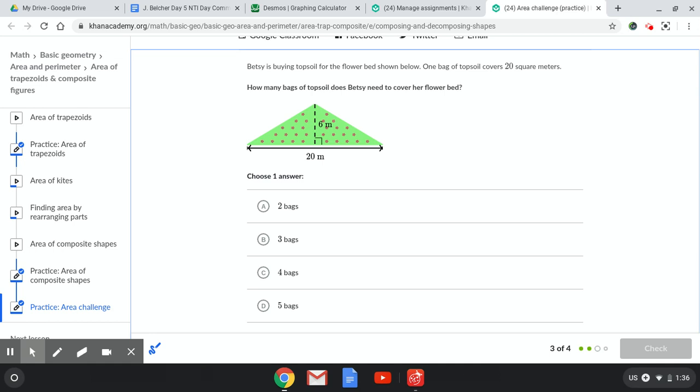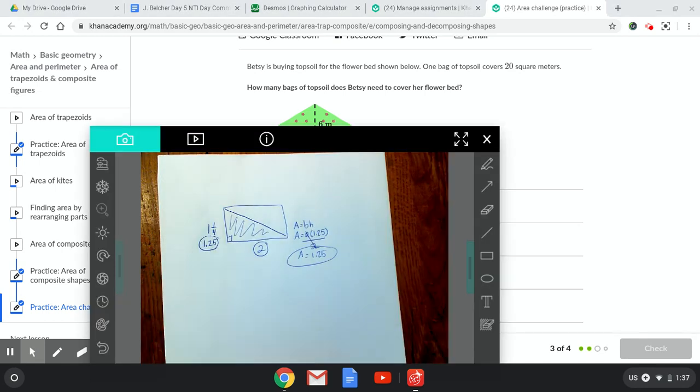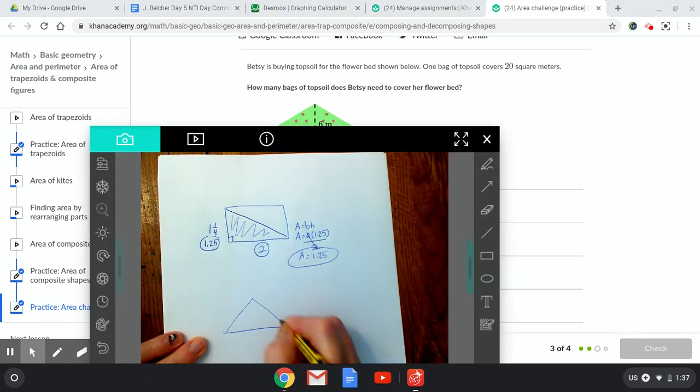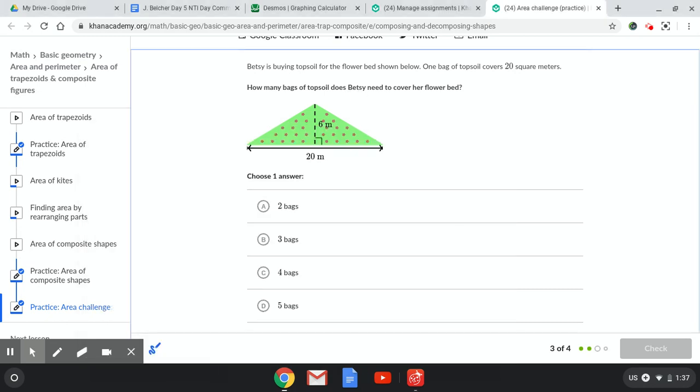Betsy is buying topsoil for the flower bed as shown. One bag covers 20 square meters. How many bags of topsoil does Betsy need to cover the flower bed? Okay, so her flower bed's a triangle. So if we look at that, it's 20 and 6. 20, it's like a height of 6. Sure I'm seeing that right. Yeah. So area equals 1/2 base height.